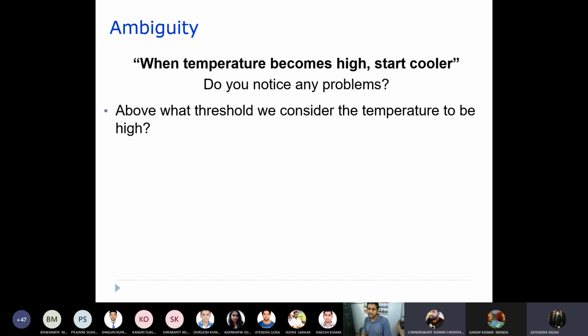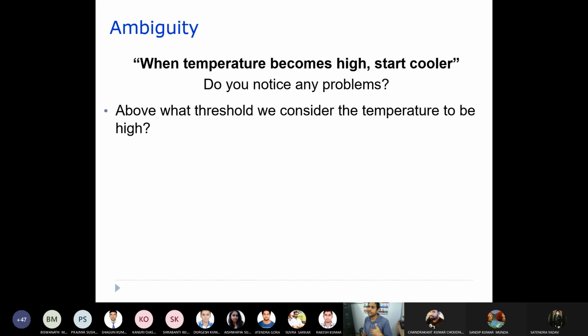So what is high? Sir, what is high? It's not defined here. Yes. So high is actually a fuzzy thing. We do not know what that particular temperature is, right? So here an ambiguity is left. Okay. So you need to understand this, right? It is not known what the temperature is.